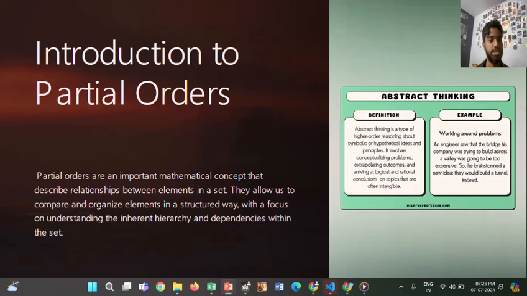Today we are going to discuss partial orders. What are partial orders? Partial orders are an important mathematical concept that describes the relationship between elements in a set. They allow us to compare and organize elements in a structured way, with a focus on understanding the inherent hierarchy and dependencies within the set.